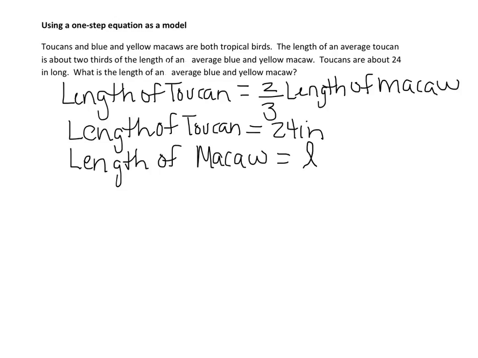Now if we look at what we were given, the first sentence looks like a formula, and the next two pieces of information look like the information that we're going to plug in. So we know the length of the toucan, so that's 24, equals 2/3 the length of the macaw. So now we have an equation we can solve. Now this equation is multiplication, so you would typically use division, but when we divide fractions, we multiply by the reciprocal. So that's what we're going to do here. We're going to multiply both sides by the reciprocal, 3/2.